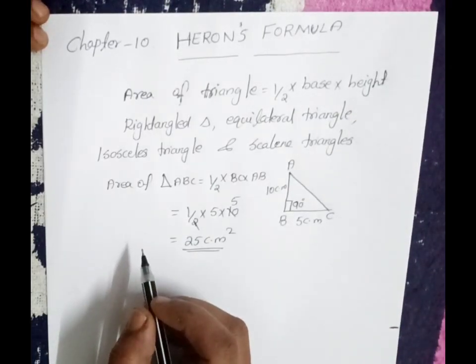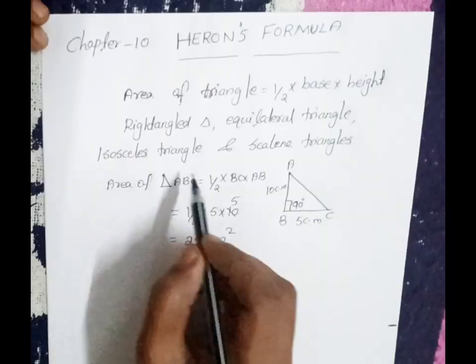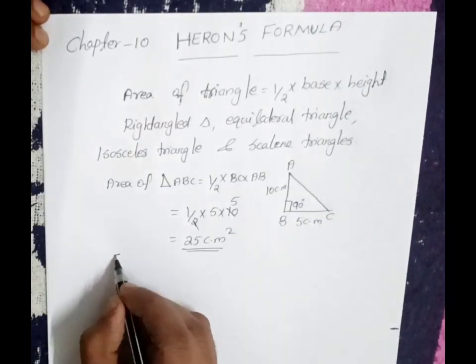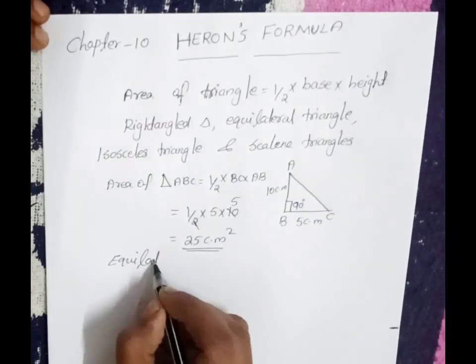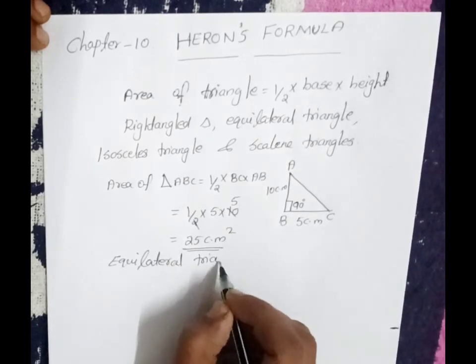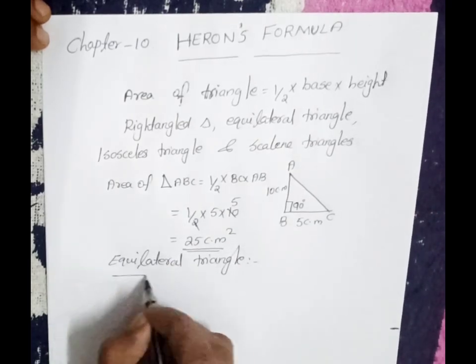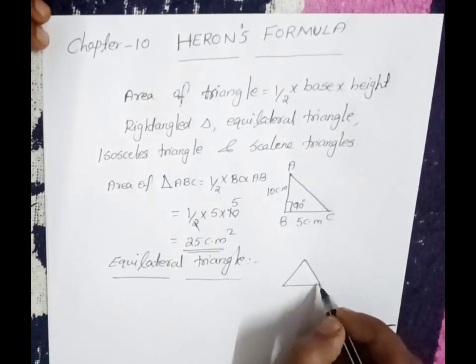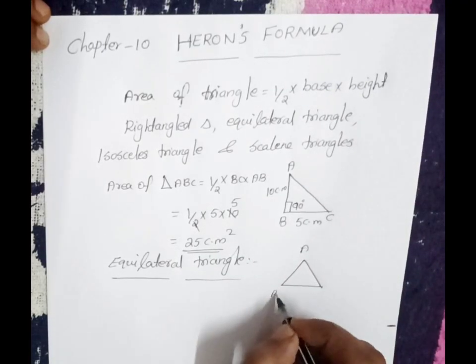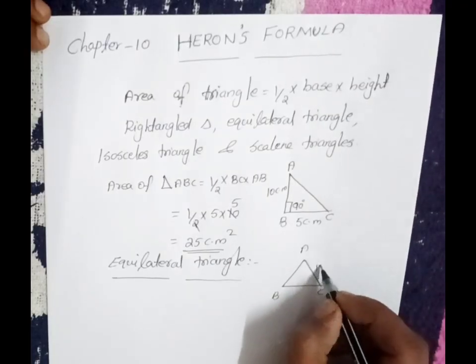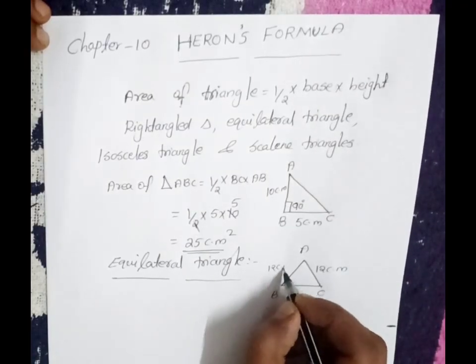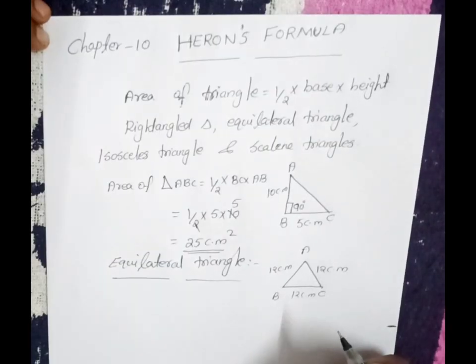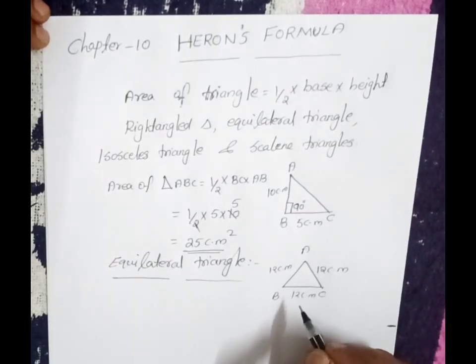We know the area of the right angled triangle. By using it, we can find out the area of the equilateral triangle and isosceles triangle. Next, we can consider the equilateral triangle. What is an equilateral triangle? In this triangle, all sides are equal. Let us consider the triangle ABC, where all sides are 12 centimeter each. Then how can we find out the area of this equilateral triangle?